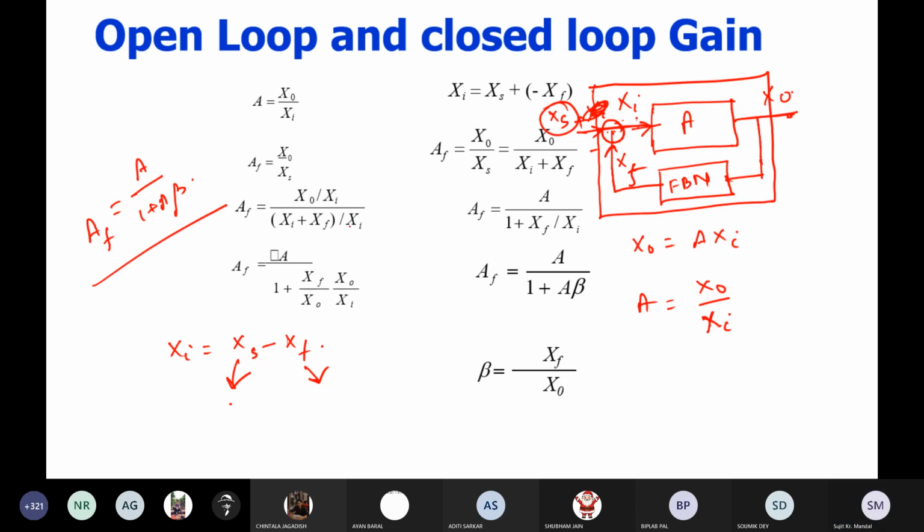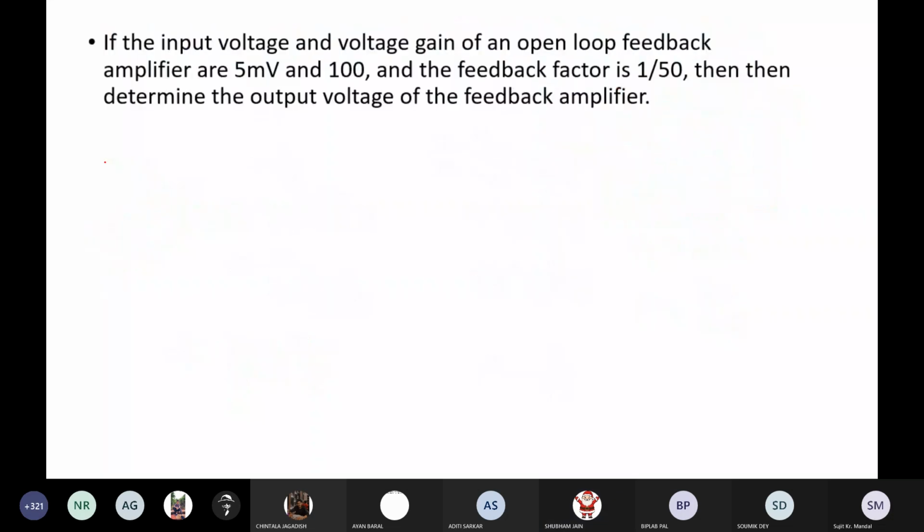So now it is clear to you. Yes, sir. So hopefully this problem you can solve. If the input voltage and voltage gain of open loop feedback amplifier are 5 millivolt and 100. Sir, why is Xs equal to Xi plus Xf?